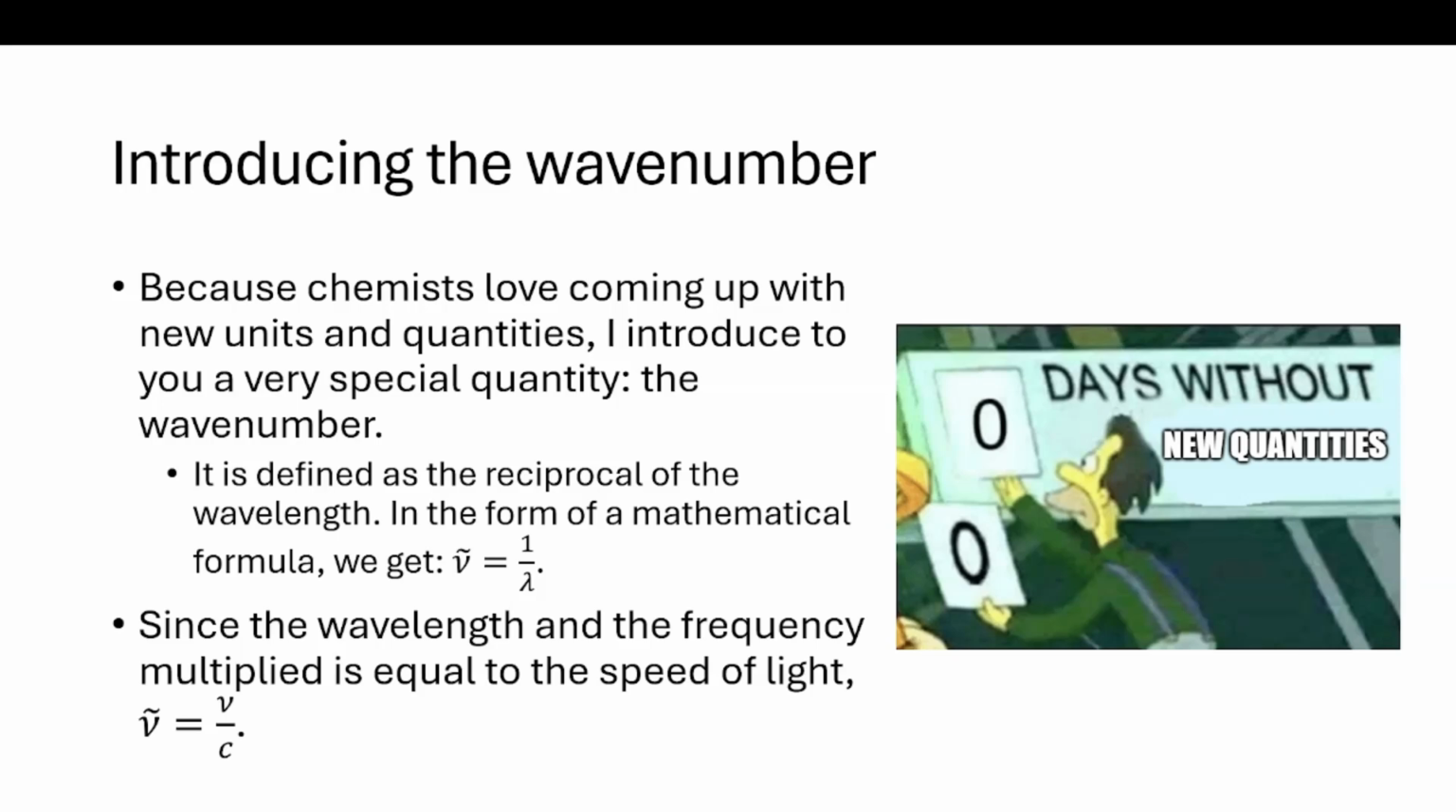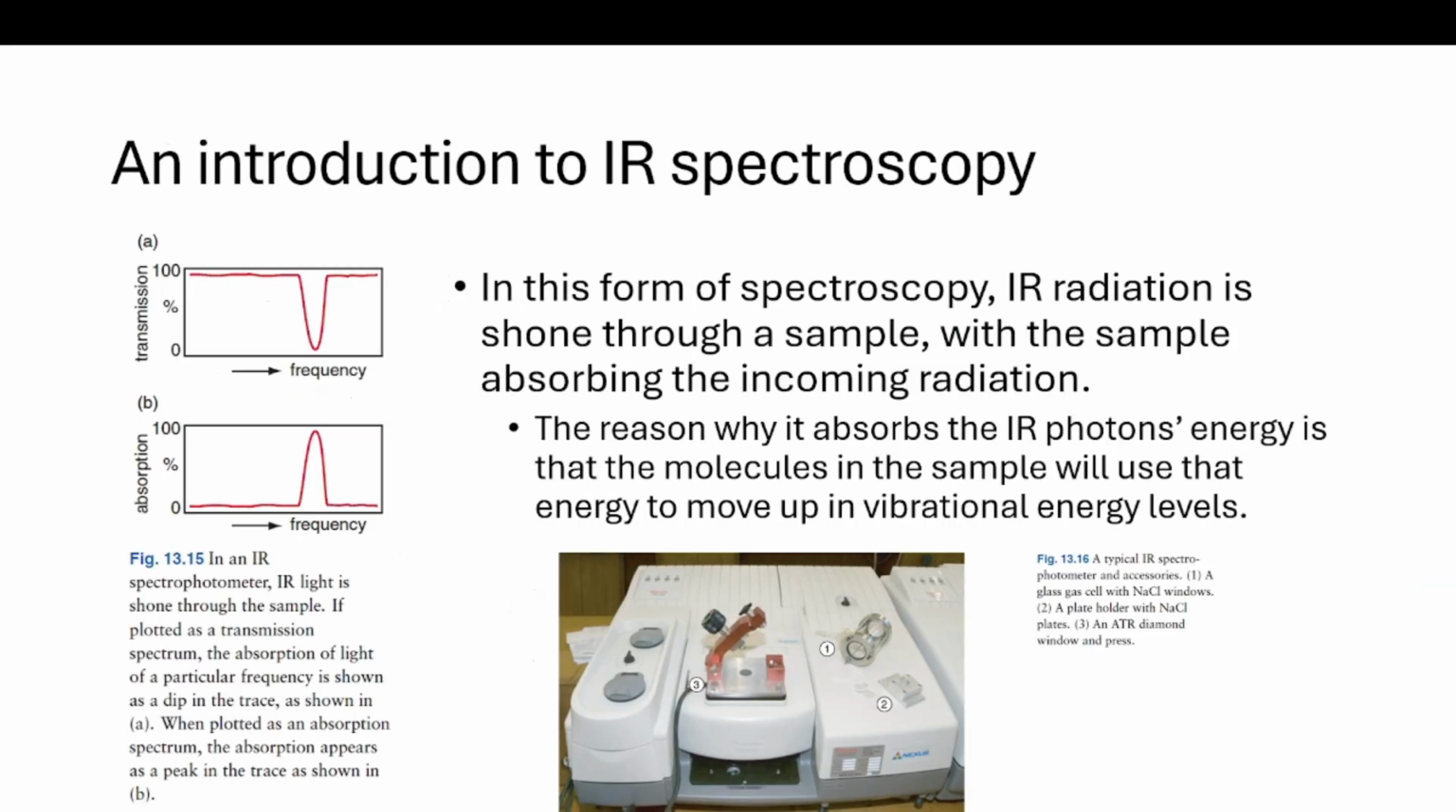The wave number is going to be very useful in IR spectroscopy. In this form of spectroscopy, we have IR radiation shining through the sample, and the sample can absorb photons that have a specific energy, and then it can go up in these energy levels.